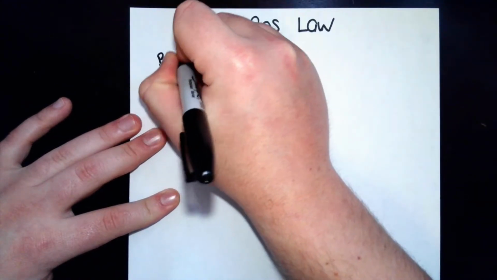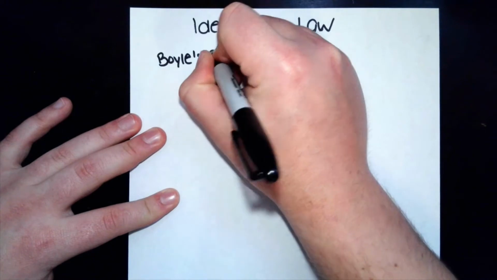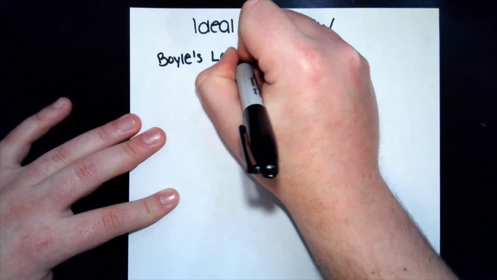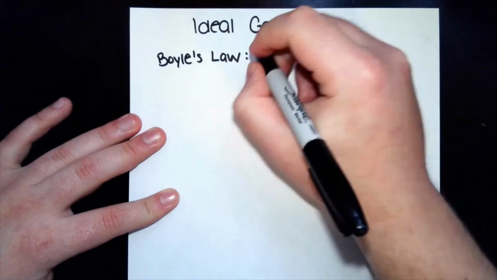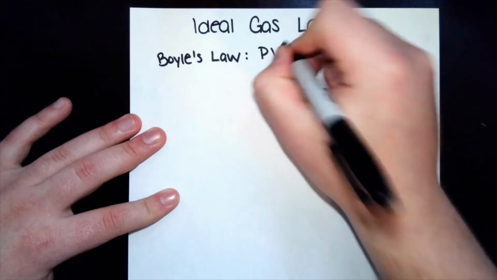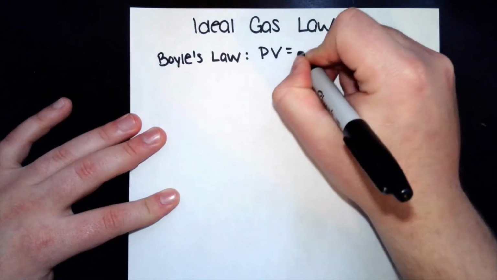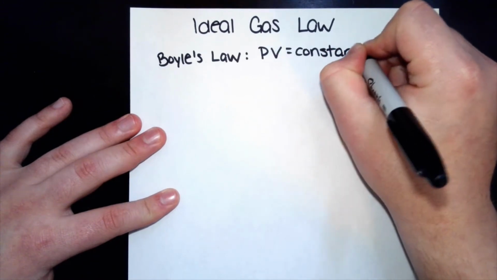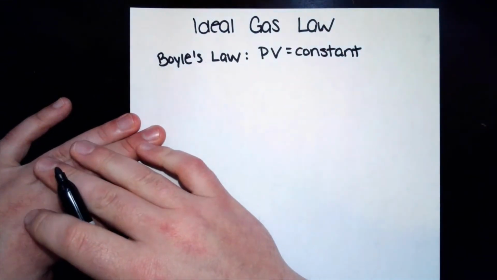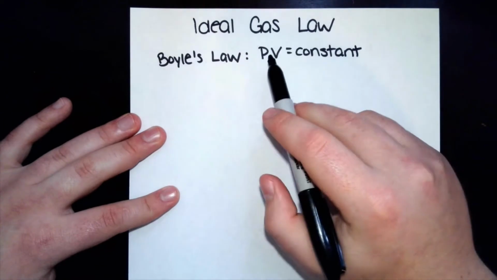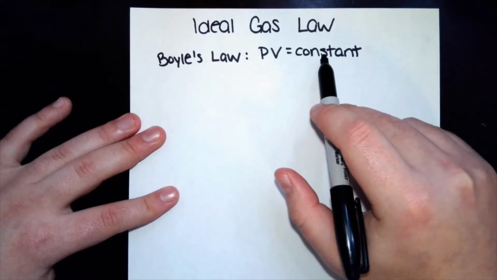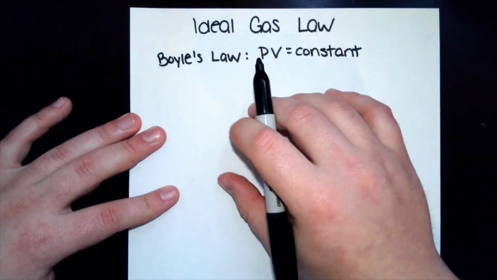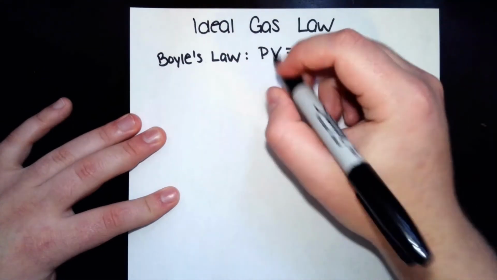First is Boyle's law. Now, Boyle's law basically states that the pressure times the volume in a gas is equal to a constant. So what does that mean? Well, when two things are multiplied by each other and are equal to a constant, what is their relationship? To show that, let me use an example.